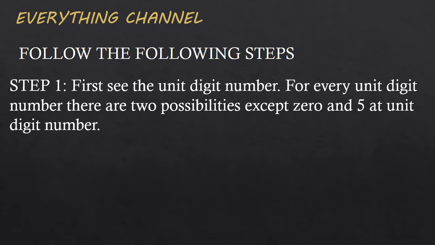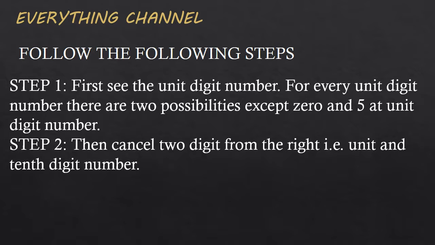Step 1. First see the unit digit number. For every unit digit number, there are two possibilities except 0 and 5 at unit digit number. Now step 2. Then cancel 2 digits from the right, that is unit and 10th digit number.